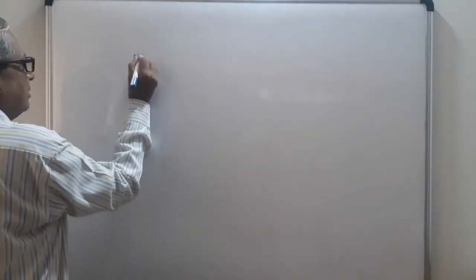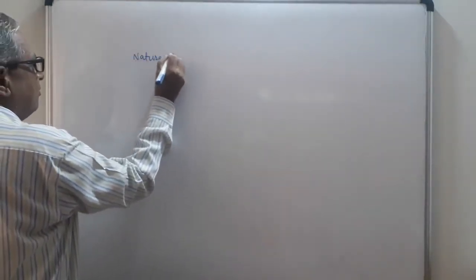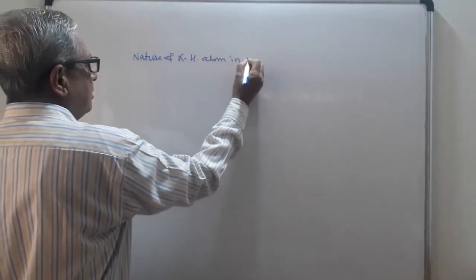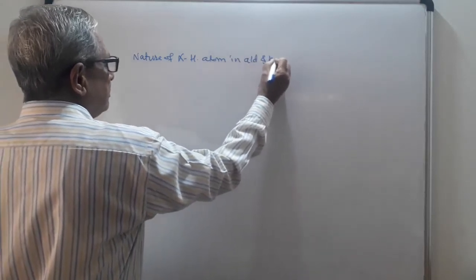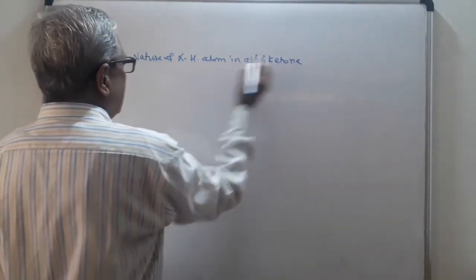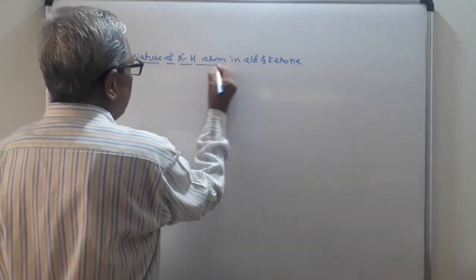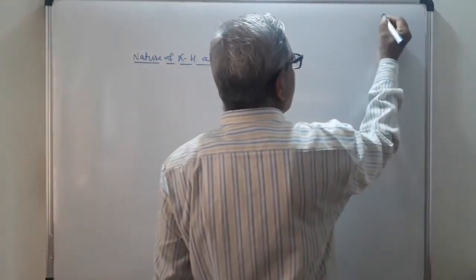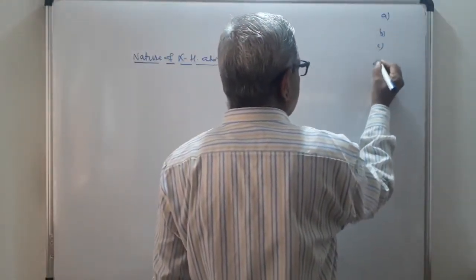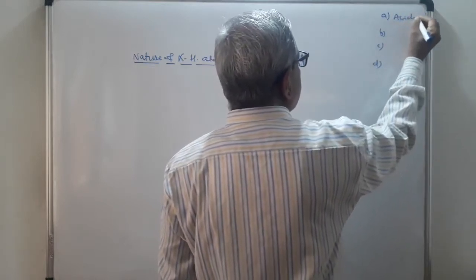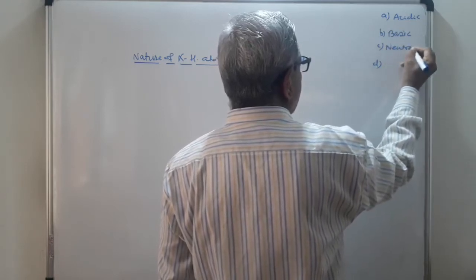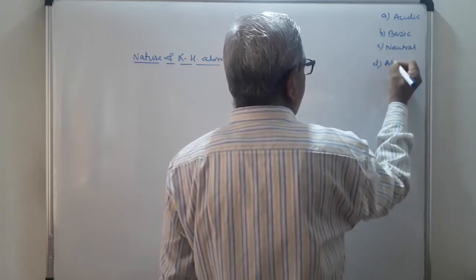Now, nature of alpha hydrogen atom. Next point, nature of alpha hydrogen atom in aldehyde and ketone. What is the nature of alpha hydrogen atom in aldehyde and ketone? I will give the 4 options. You select one out of these: one is acidic, second is basic, third is neutral, and fourth is all of these.